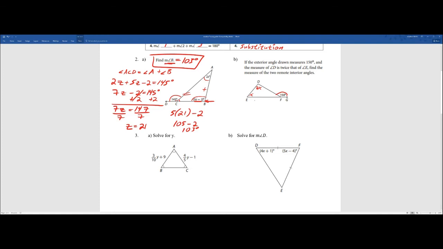Well, we don't know angle E. All we know is that angle D is 2 times more, so I used variables to represent that unknown quantity. Basically we have a 2x plus an x. These are the interior angles, and it has to equal the 150. I'm just going to go ahead and combine like terms.